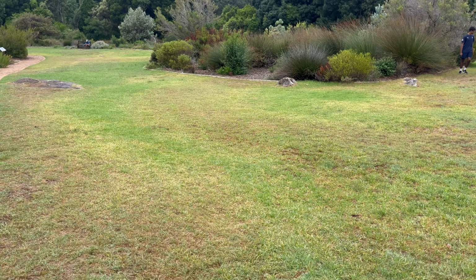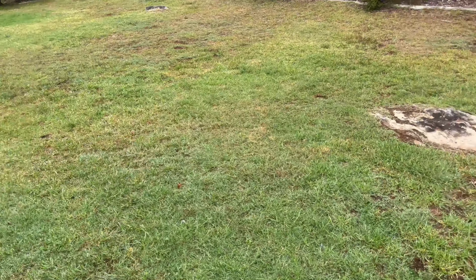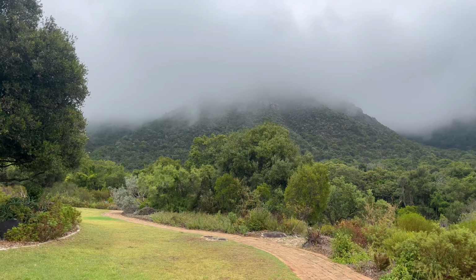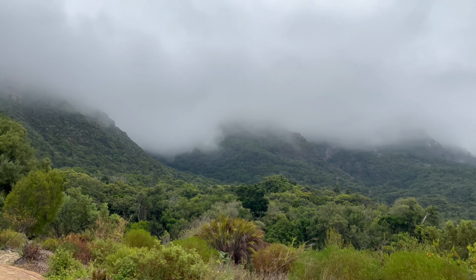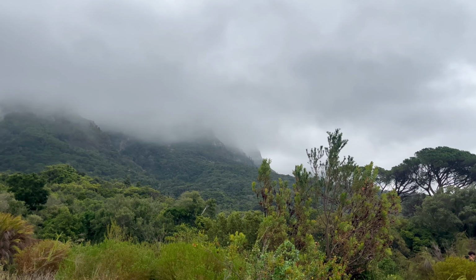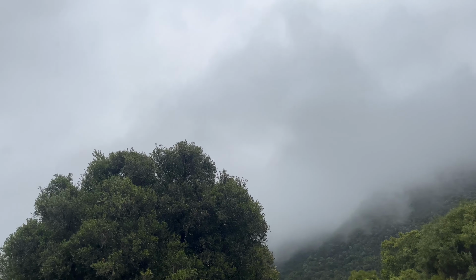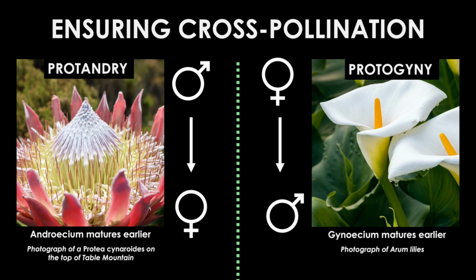Other plants stagger flower growth, so that on an individual, either the androecium or gynoecium develops earlier. This means that a plant can either only produce or receive pollen at a certain time, making sure fertilization can only occur between 2 different plants. If the male androecium develops first, the plant is protandrous. If the female gynoecium develops first, it is a protogynous species of plant.